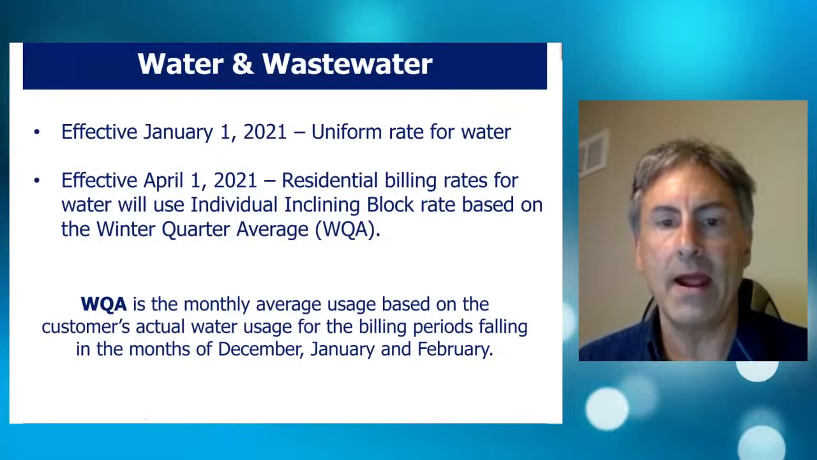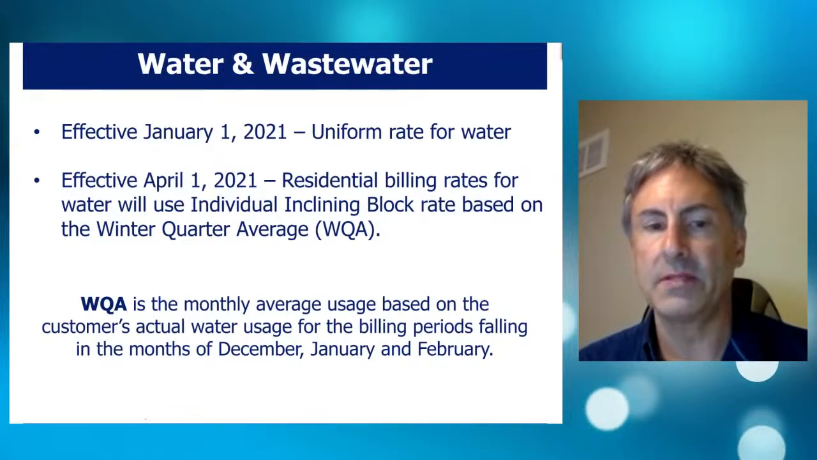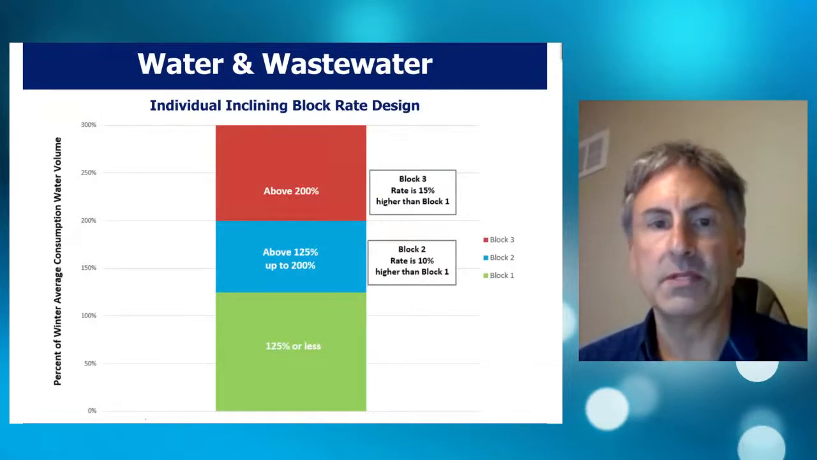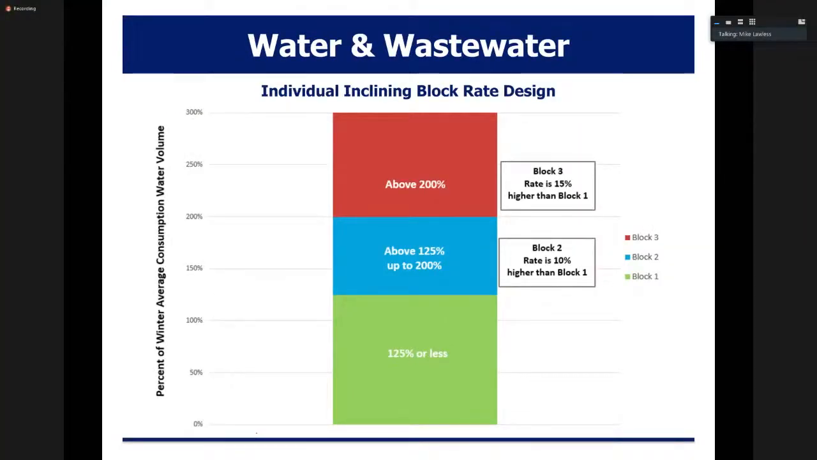And so, as we mentioned, the individual inclining block is based on the winter quarter average. So it's the average water usage for the periods that fall in December, January, and February. And I think if you go to the next slide, Maggie, I think we've showed this graphic before, but we have three blocks in the individual inclining block. So the first block is 125% or less of that winter quarter average. Anything between 125% and 200% falls into block two, and it has a 10% increase in that block rate over block one. And then block three is any usage that is above 200%, and it has a 15% higher rate than block one. Everybody starts over every month.